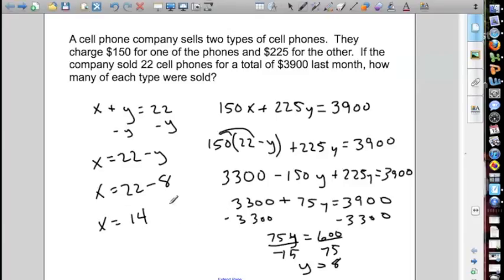Now, if I have labels here, I should use labels since it is a story problem. I have 14 X cell phones, and I have 8 of these Y cell phones. And so make sure we get labels on there. Make sure that we go through and check our work to make sure that it makes sense that we could have 8 and 14 cell phones.